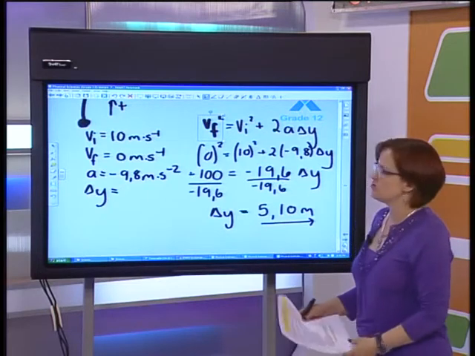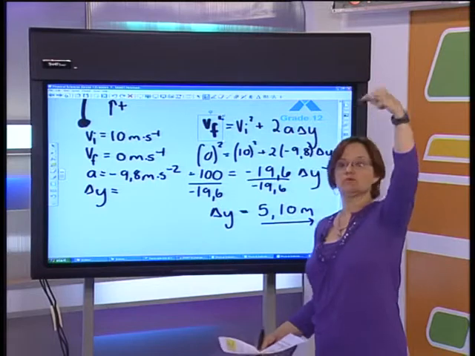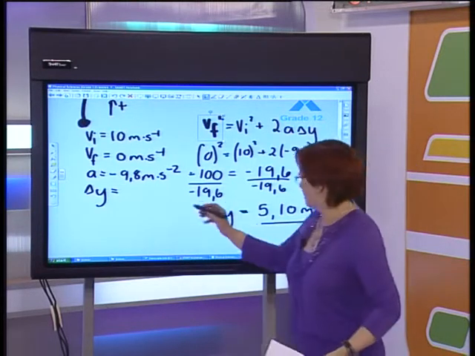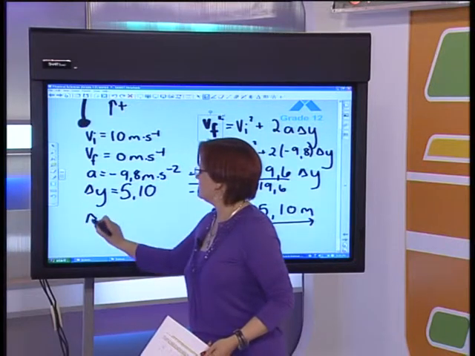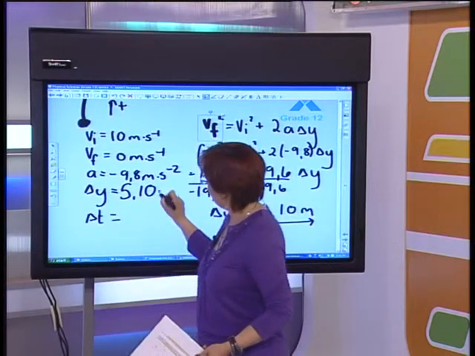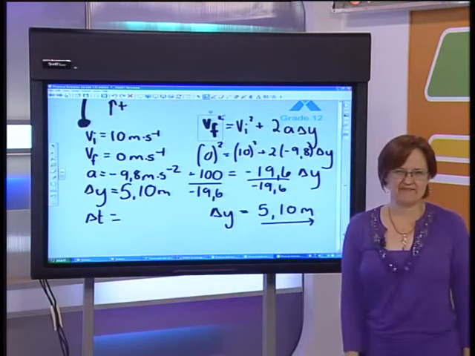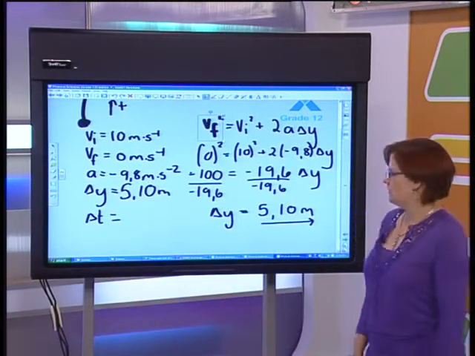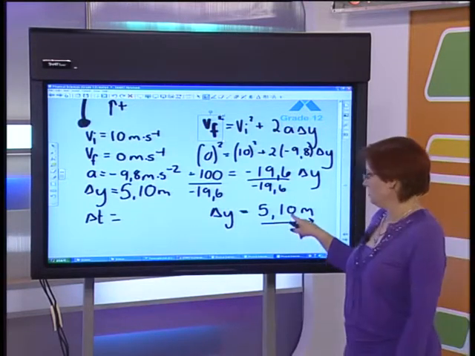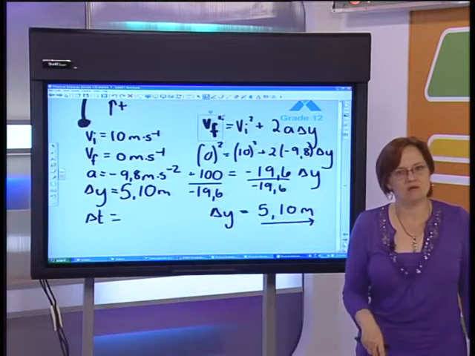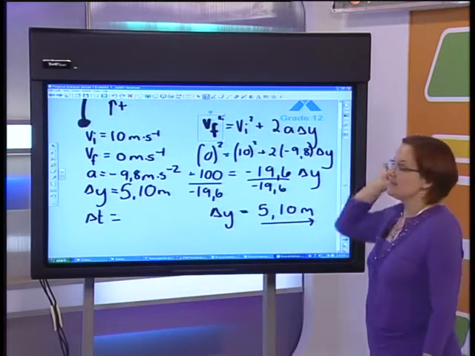The best way is actually to consider the upward motion, and remember that the time it takes to get up is equal to the time it takes to get down. So I've worked this out. That's 5,10, and now we want delta t. I don't like to use something I've had to work out if I can help it in a question, because if for some reason this answer is wrong, then my next answer is wrong. Sometimes you can't get away from it, but this we don't have to.